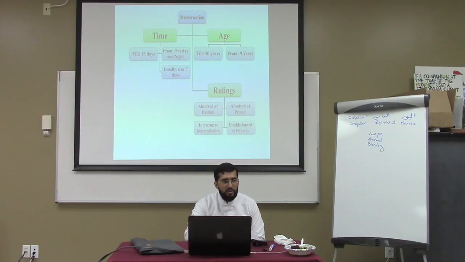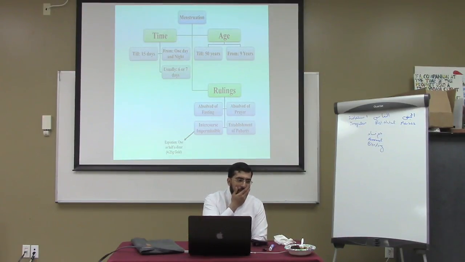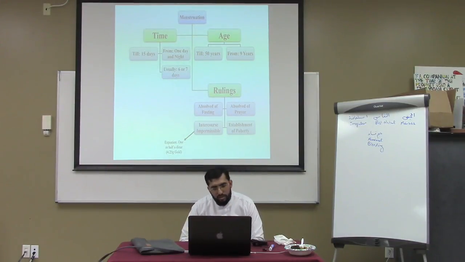If they engage in intercourse, then they have to give an expiation, which is 1 or half a dinar, which is 4.25 grams in gold. Let's write this down first. 1 dinar is equivalent to $188.53 in our modern times. Half a dinar, half of that amount, is $94.27. And they can pick which one they want to give.